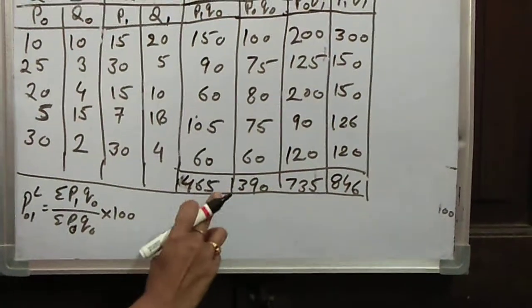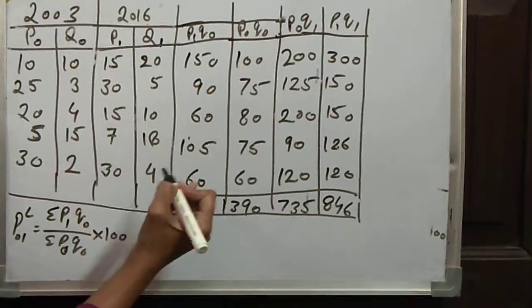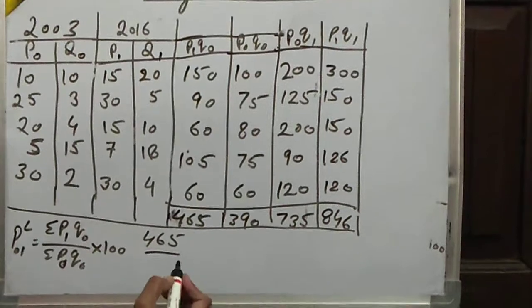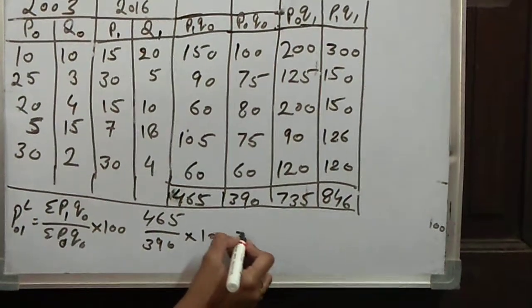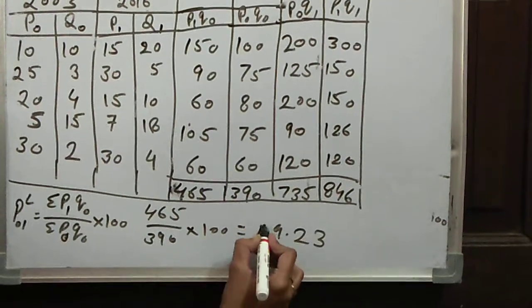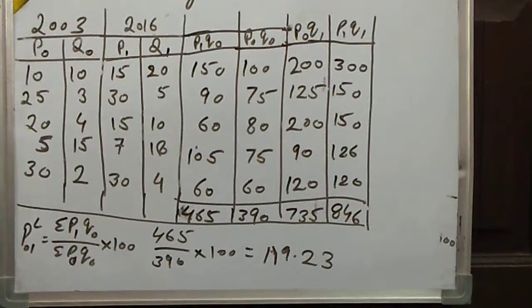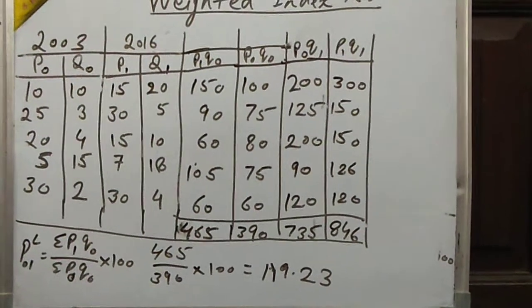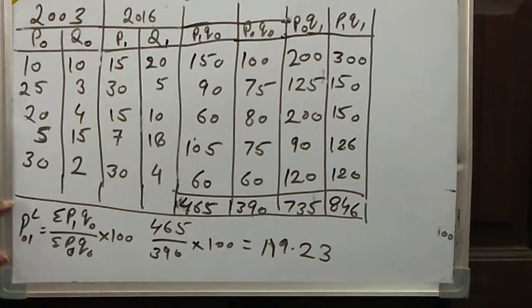P1 Q naught is 465 upon P naught Q naught 390 into 100. The answer will be 119.23. You just take the figure till the second decimal. Do not try to round it off. 119.23 is the answer of Laspeyres' index number.